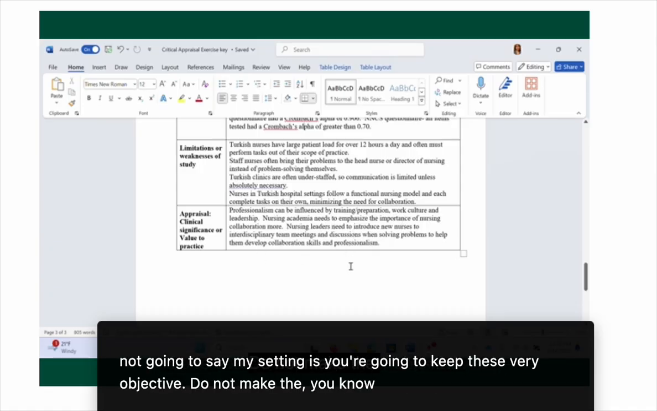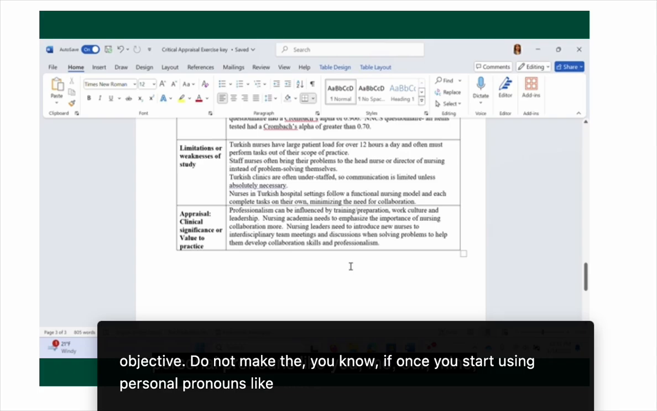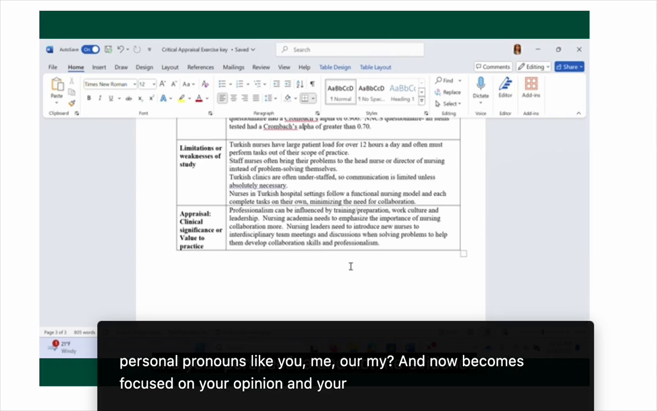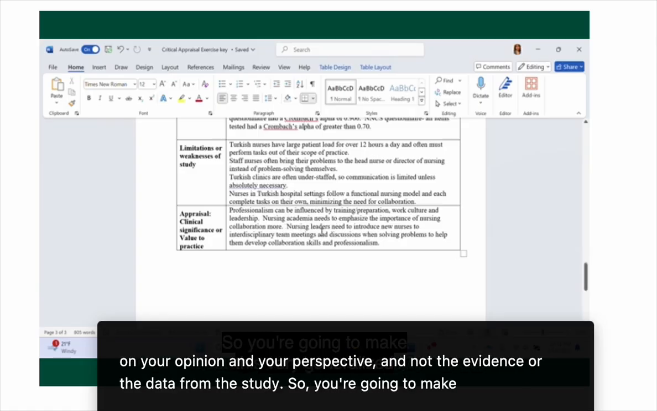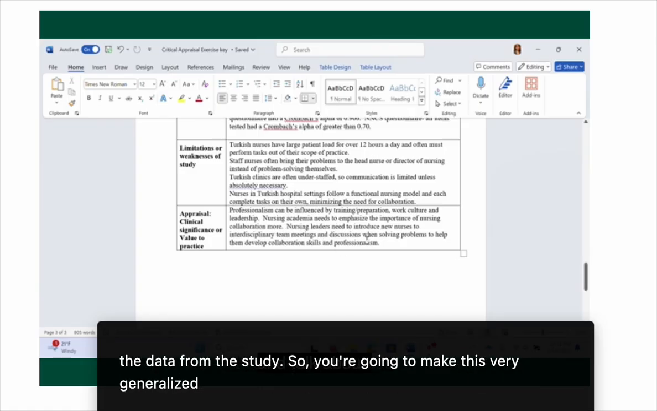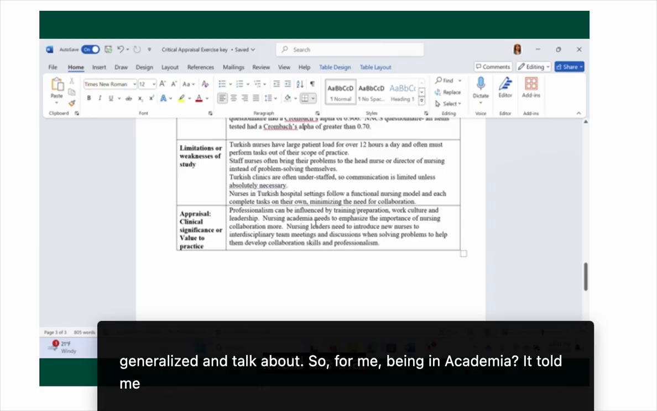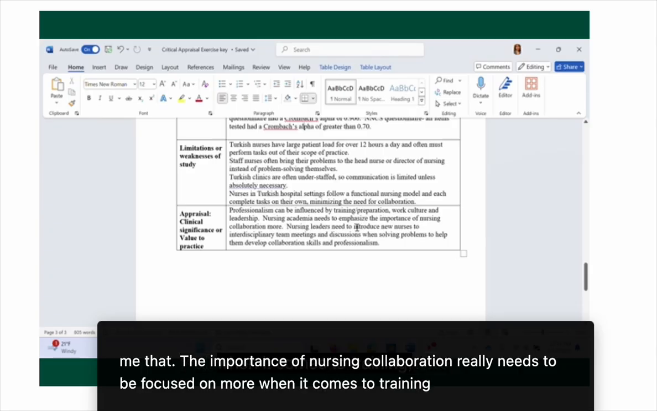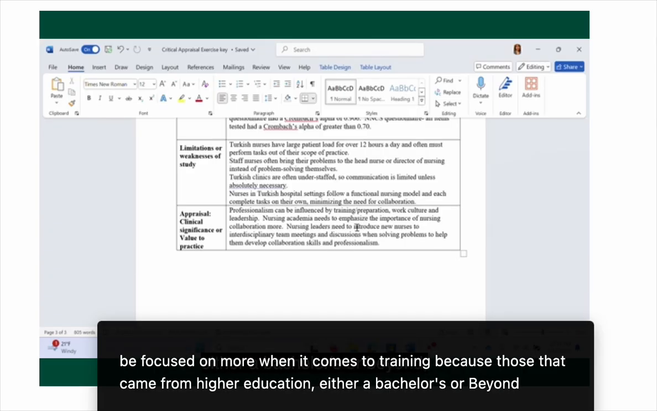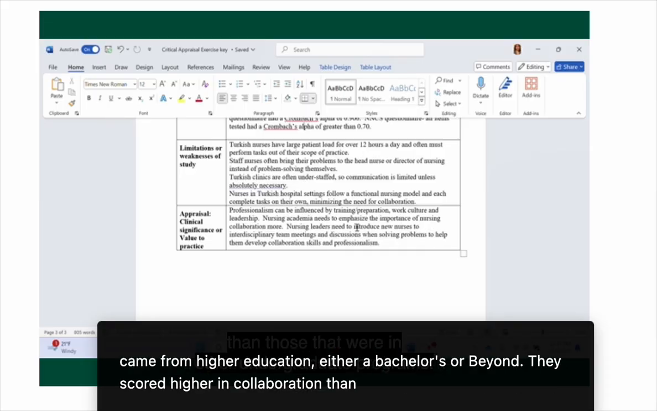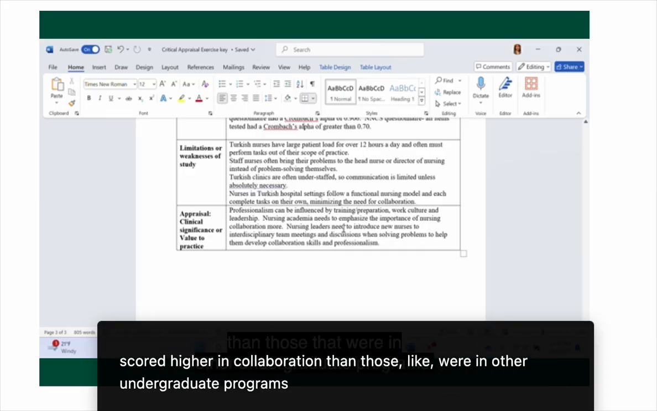Once you start using personal pronouns like you, me, our, mine, it now becomes focused on your opinion and your perspective and not the evidence or the data from the study. So you're going to make this very generalized and talk about, so for me being in academia, it told me that the importance of nursing collaboration really needs to be focused on more when it comes to training. Because those that came in either with a bachelor's or beyond scored higher in collaboration than those that were in other undergraduate programs.